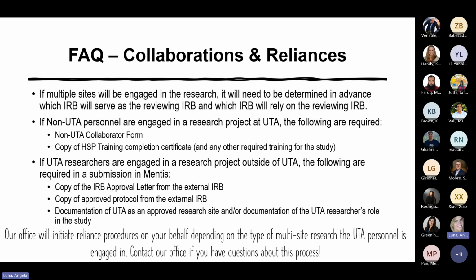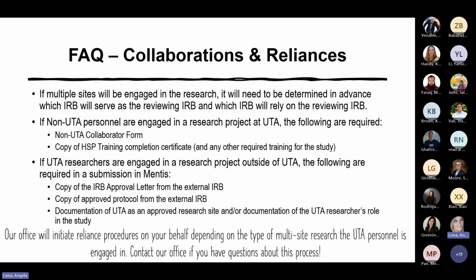If our researchers are collaborating on projects outside of UTA that already have IRB approval or are going to seek IRB approval from the other institution, the UTA personnel that will be responsible for submitting a protocol to us in Mentis to inform us. In the submission, we need a copy of the IRB approval letter, a copy of the approved protocol, and some form of documentation that describes how the UTA personnel members will be engaged in the research.